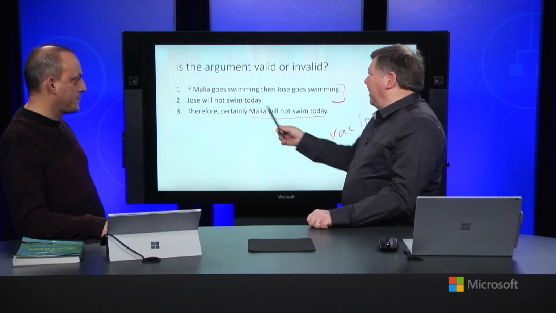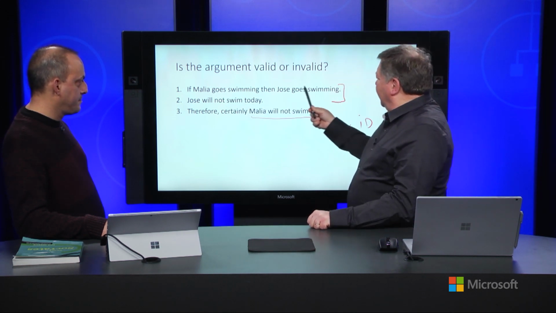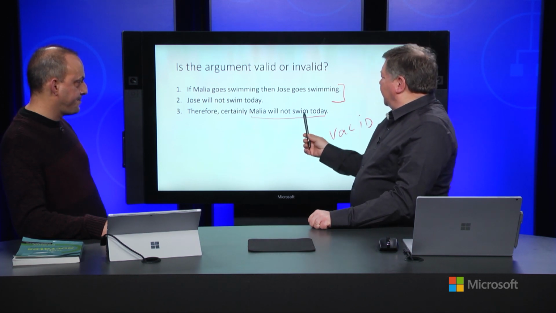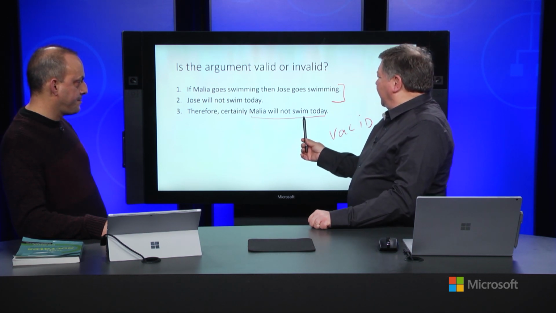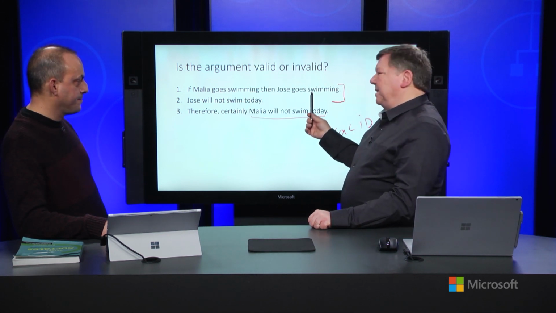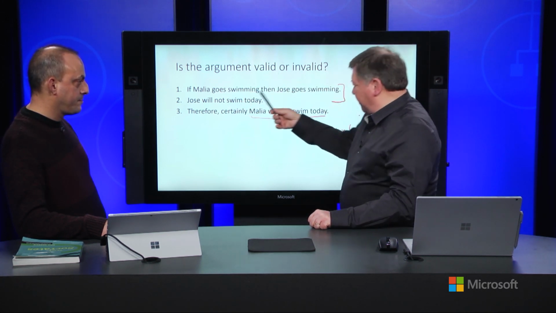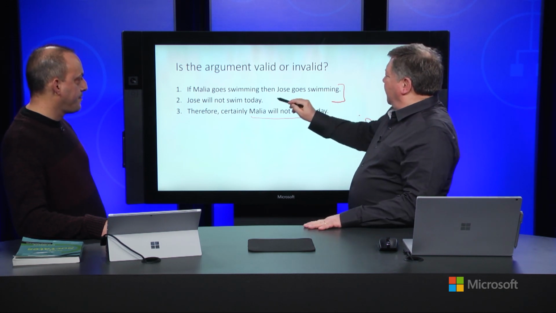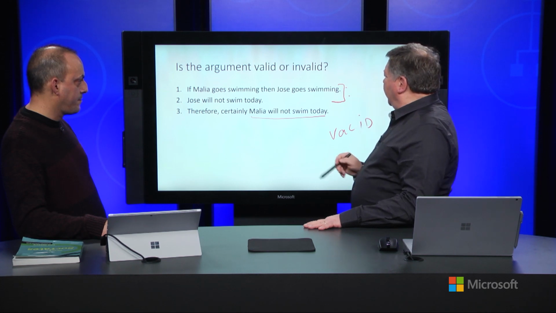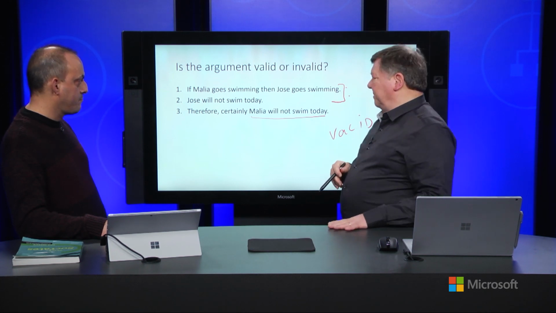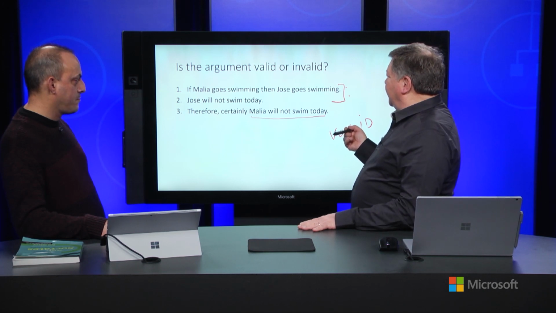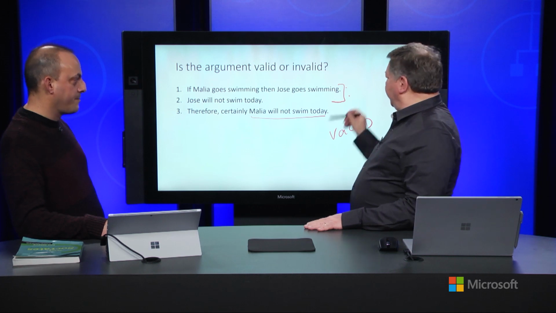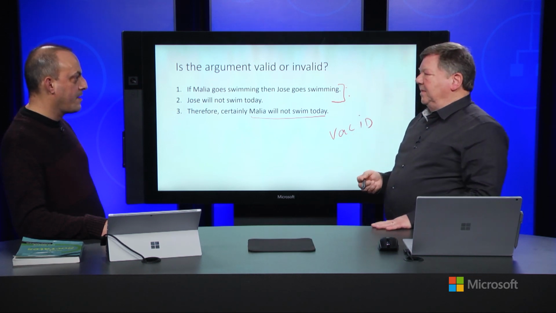Let me back up. If she swims, he swims automatically. Knowing that he's not going to swim today, she's not going to swim today, because if she did swim today, he would swim today, and he's not swimming, so she's not swimming. That's how I like to think of it. Knowing the premises alone, we can be assured the conclusion is true. Because if she did swim, he would. He's not, then she's not. So it's valid, although it's misleading to people.